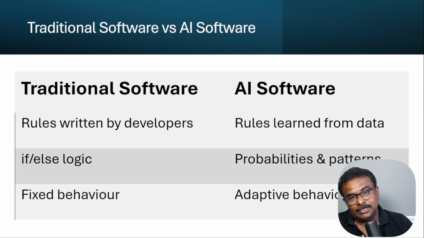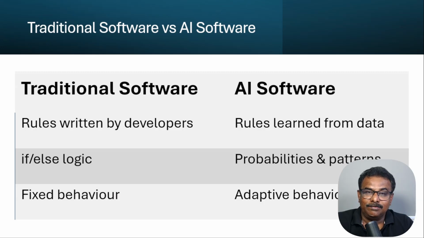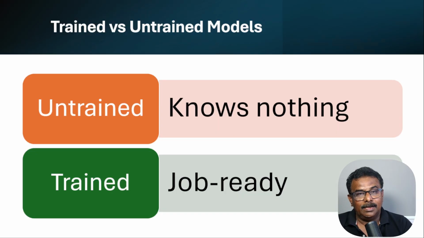So in the traditional way of development, the business rules are written by the developers, but in an AI application, the rules are learned from the data. We write the business logic using if else, switch, and other conditions, and here it is probabilities and patterns learned from the data. The traditional way of development uses a fixed behavior, and here it adapts itself based on the data or the patterns it has learned. And the models can be trained or untrained depending upon how new the data is.